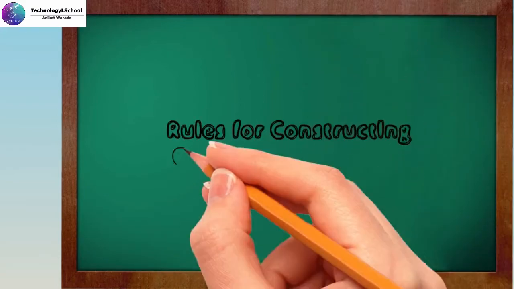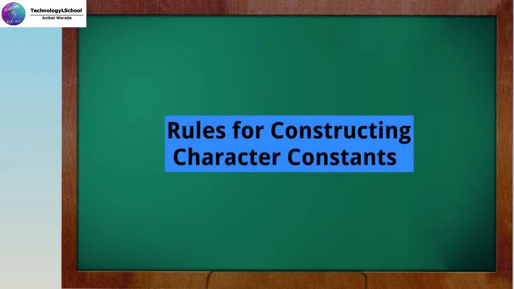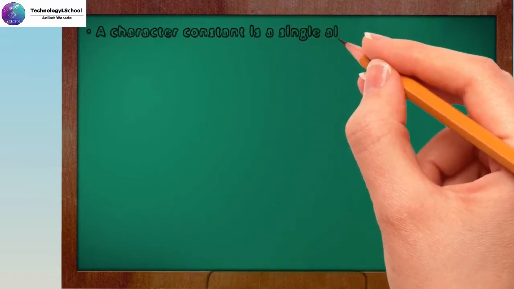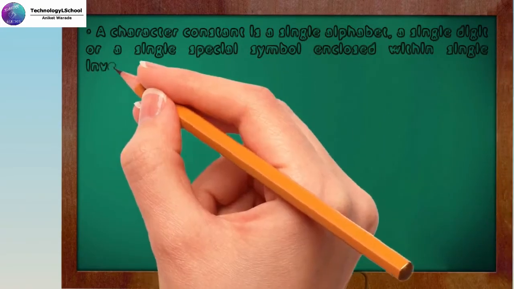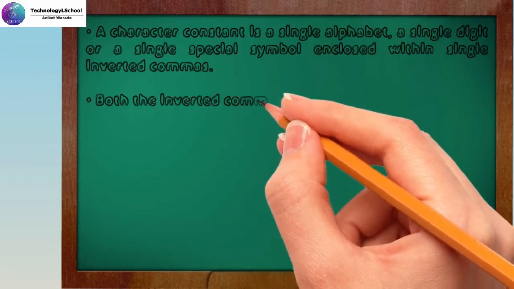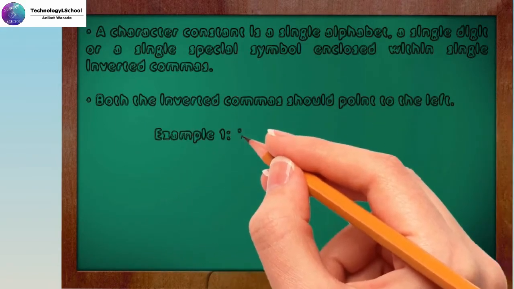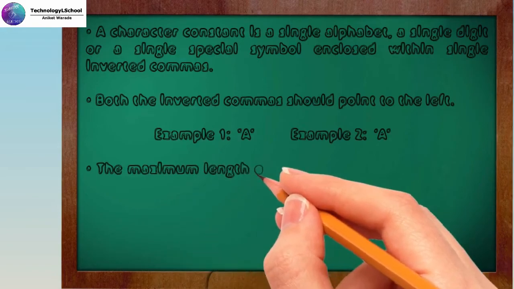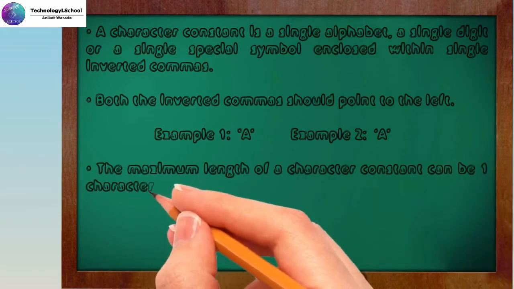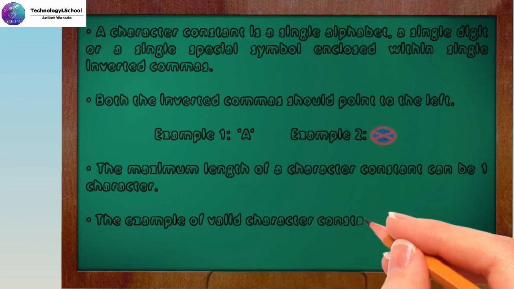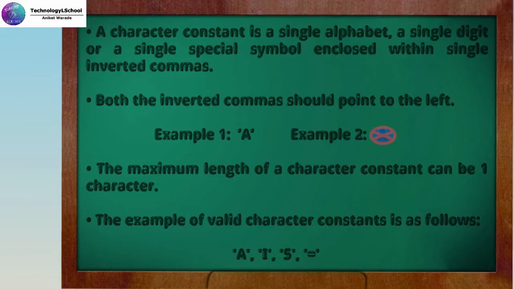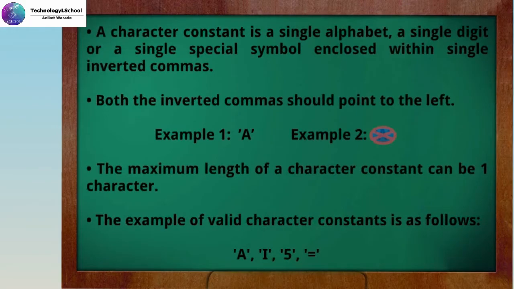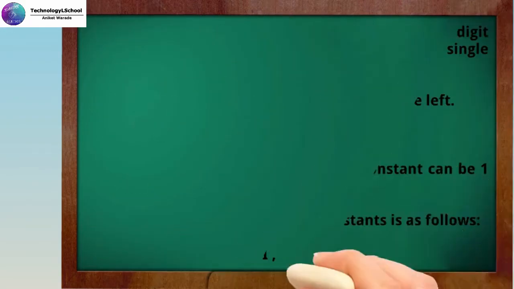Rules for constructing character constants. A character constant is a single alphabet, a single digit, or a single special symbol enclosed within single inverted commas. Both the inverted commas should point to the left. For example, the A displayed in example 1 is a valid character constant, whereas the A displayed in example 2 is not. The maximum length of a character constant can be one character. The example of valid character constants is as follows.